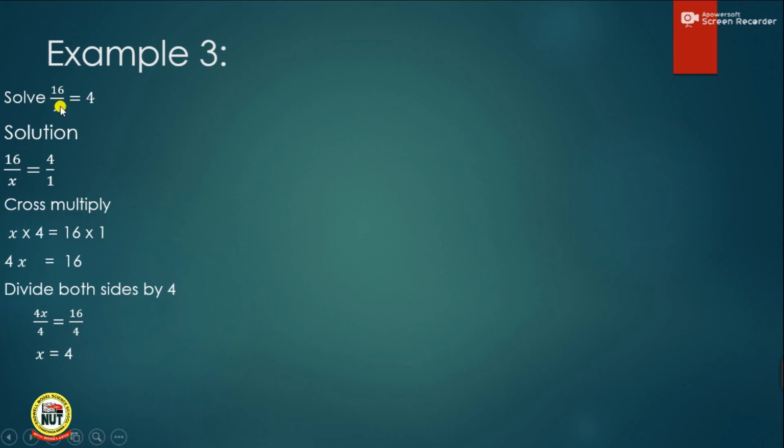If you substitute x here to be equal to 4, you now have 16 divided by 4, which is equal to 4. Therefore, x is equal to 4.